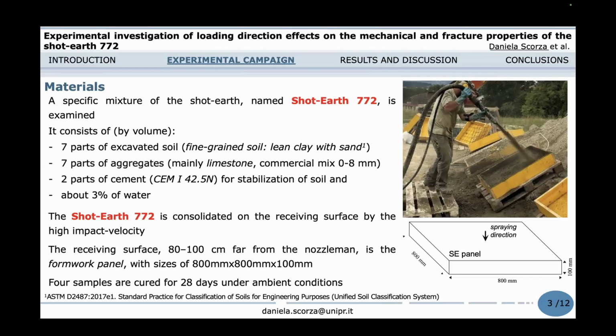The shoe earth is consolidated on the receiving surface by the high impact velocity. In the present study, the receiving surface, about 100 centimeters far from the nozzleman, is a formwork panel with sizes 800 by 800 by 100 cubic millimeters. 4 samples are cured for 28 days under ambient conditions, and note that all the tested specimens are extracted from those samples, as detailed in the following.